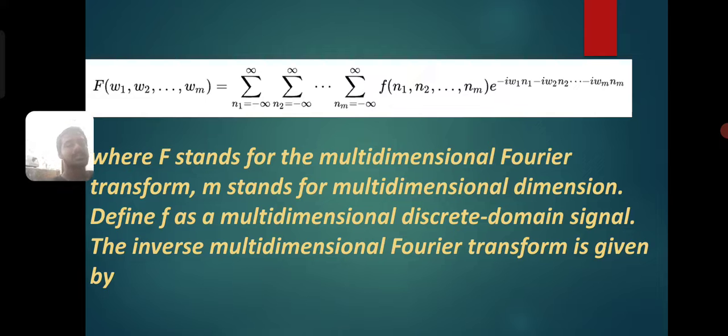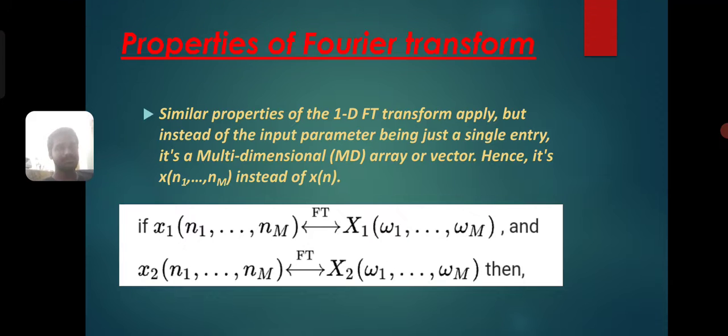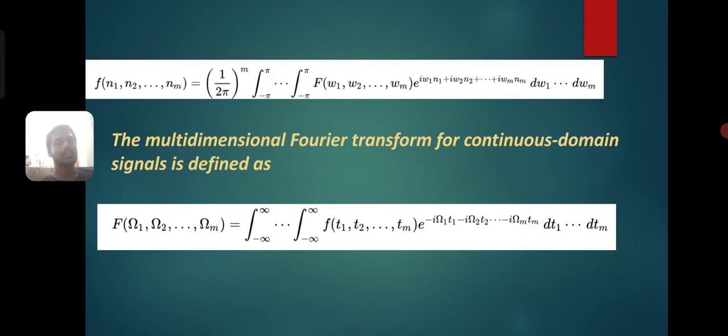The inverse multidimensional Fourier transform is given by f(n1, n2, ..., nm) equals 1 by (2 pi) whole power m, with limits of minus pi to pi for each variable, of capital F(w1, w2, ..., wm) e to the power i w1 n1 plus i w2 n2 plus ... plus i wm nm, dw1 to dwm.